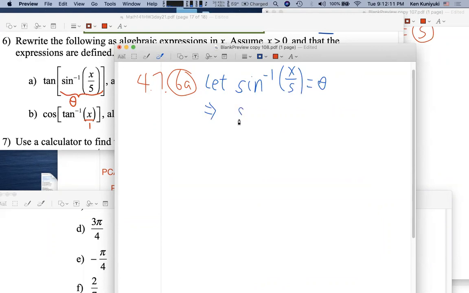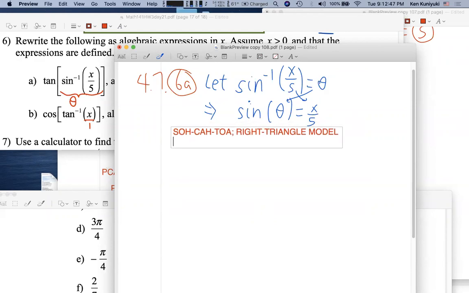I want to go from an inverse sine statement to a sine statement. So what do I do? I switch inputs and outputs. If the inverse sine of x over 5 equals theta, what's true? The sine of theta now is x over 5. And now I can use the ideas of Sohcahtoa and a right triangle model. Remember that it's okay to assume that theta is acute. We get very lucky that we have the right to assume that theta is acute, and it turns out that the procedure will work even for more general theta. All right, let's Sohcahtoa this.